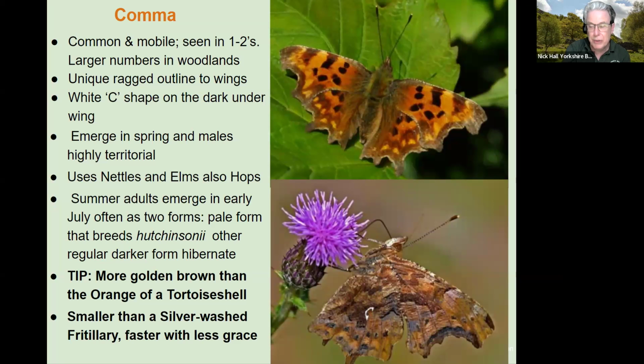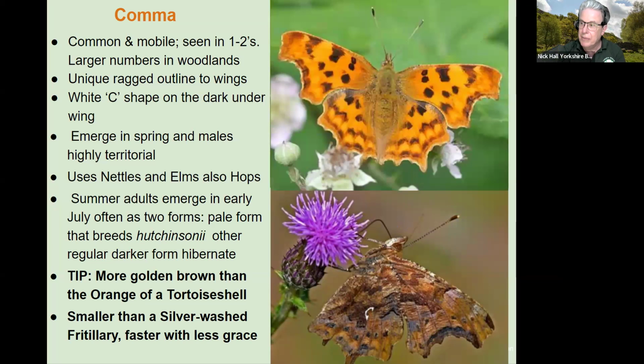You also get them confused with silver-washed fritillaries, which I have a lot of on my particular transect. But the comma is much smaller, and it's generally a lot faster, and it has no grace at all, unlike the silver-washed. So here's the second form. It's called Hutchinsoni, and it's pale. And not many people record them, but you can see here that the raggedness is much less. The spots are smaller, and the color is brighter.